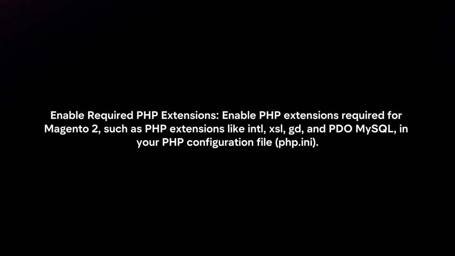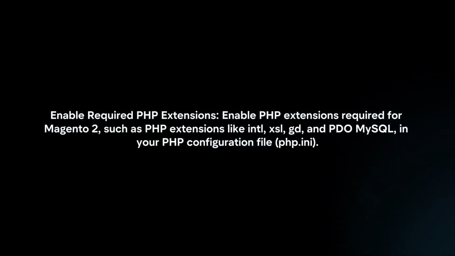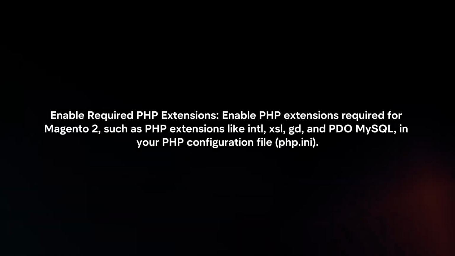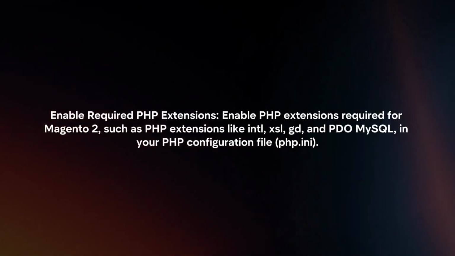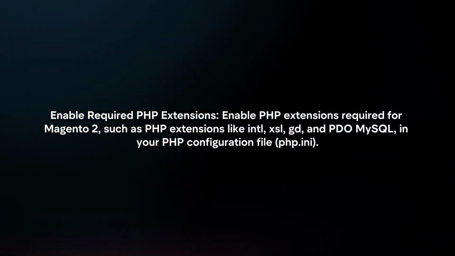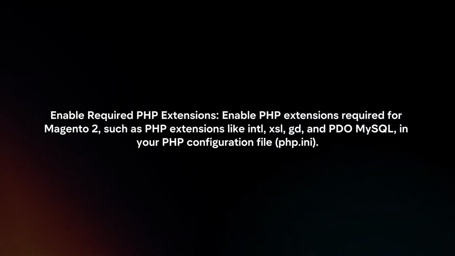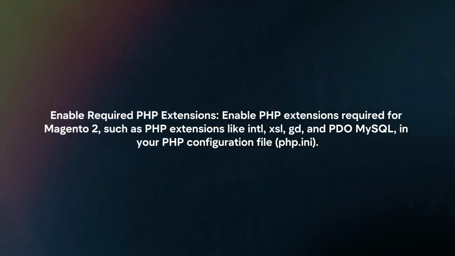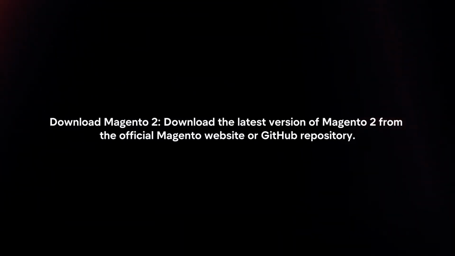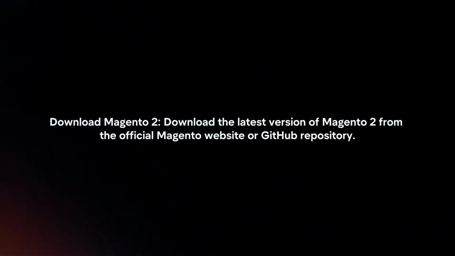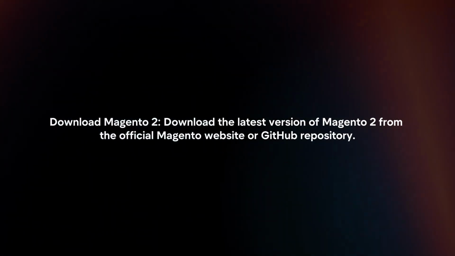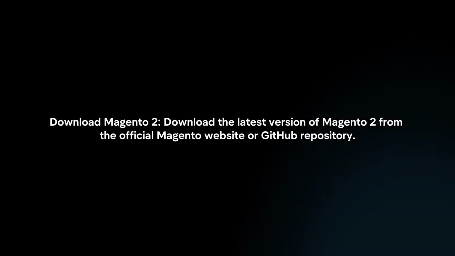Enable required PHP extensions. Enable PHP extensions required for Magento 2, such as INTL, XSL, GD, and PDO-MySQL in your PHP configuration file. Download Magento 2. Download the latest version of Magento 2 from the official Magento website or GitHub repository.